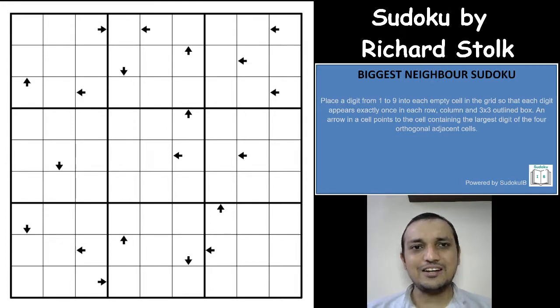Ashish here, and today I'll be covering a Sudoku variant called Biggest Neighbour Sudoku. This Sudoku is constructed by Richard Stock for his SVS series, Sudoku variant series. I really thank the author for giving me an opportunity to cover a video on our channel. The moment I saw this Sudoku, I was interested in covering it because it's a clueless Sudoku. There are no clues except the arrows you can see here. No digits are given.